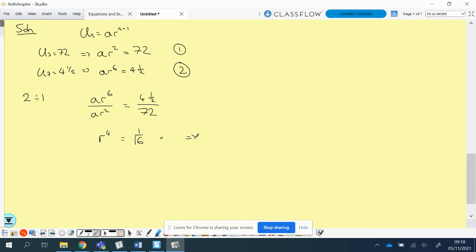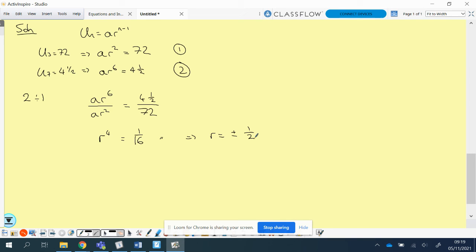So if I want to work out the value of r, I'm going to take the fourth root of 1 over 16. Now there are 2 possible options, because when you take the root you have positive and negatives. If you work out the fourth root of 16, it's 2, so that's why you get plus and minus a half.